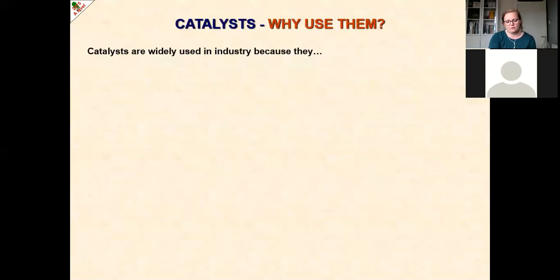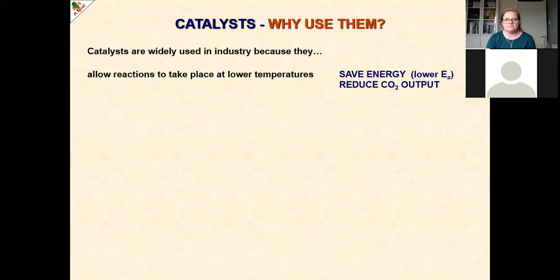So catalysts, why do we use them? Probably lots of things I've already said. We use them in industry because they allow reactions to take place at lower temperatures, and that's the massive thing. We're not having to have these high temperatures. It saves loads of energy because we have a lower activation energy, so we don't need things to be as hot. Because we don't need things to be as hot, we're not heating them up as much, we're reducing our CO2 output, which is great for the environment.